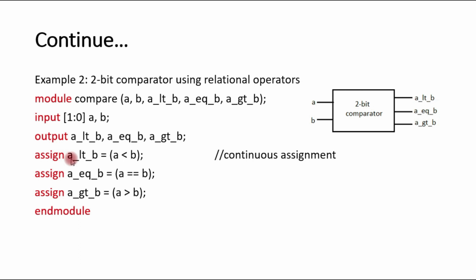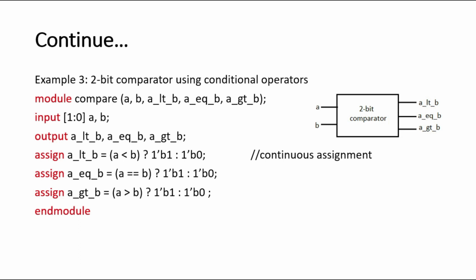So assign A less than B. This condition is true if A is less than B. In case of A equal B, we are simply checking A logical equal B. If this condition is fulfilled, then the output will be 1, otherwise 0. A greater than B: if this condition is true, then the output is 1, otherwise 0. Then end module.